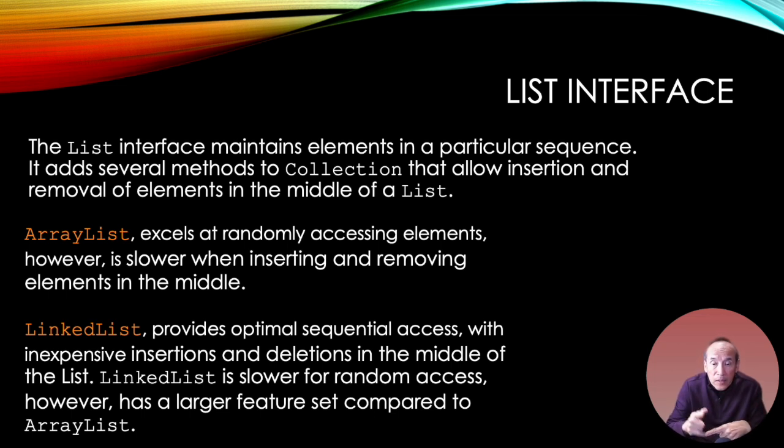But an array list is an implementation of the list interface, and it excels at randomly accessing elements. It's a little slower when inserting and removing elements in the middle, though. Compare that to a linked list, which provides optimal sequential access. All right, it's very inexpensive with inserts and deletions in the middle of the list. It's a little slower for random access, but it has a larger feature set compared to array list. So make up your mind which one works best for you. You can probably do some very quick prototyping and testing in terms of performance, but you're going to be using these collections, which are implementations of list, probably a lot.